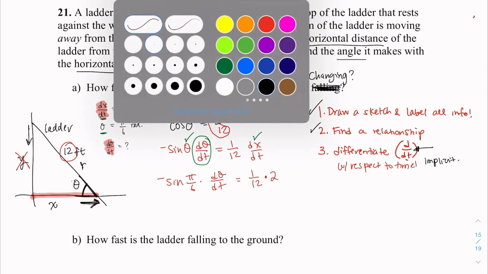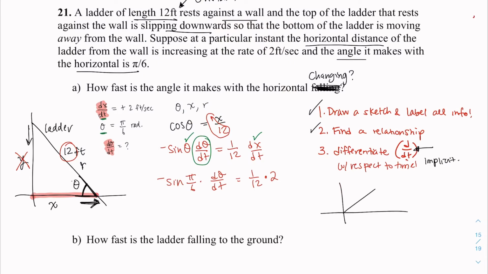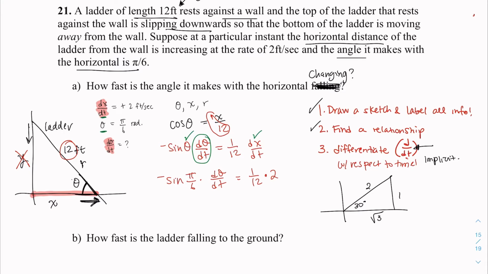Okay, sine of pi over 6, well, pi over 6 is just 30 degrees. So that's going to be 1, radical 3, and 2. And sine is y over r, so that's 1/2. So let's plug that in. That's negative 1/2 d theta dt equals 1 over 6. I want to isolate d theta dt, so what should we multiply both sides by? Negative 2. That cancels the 2, and the negatives go away. This leaves me with d theta over dt equals negative 1/3.